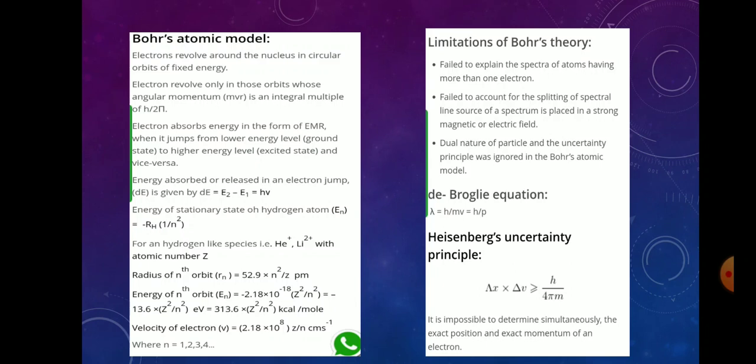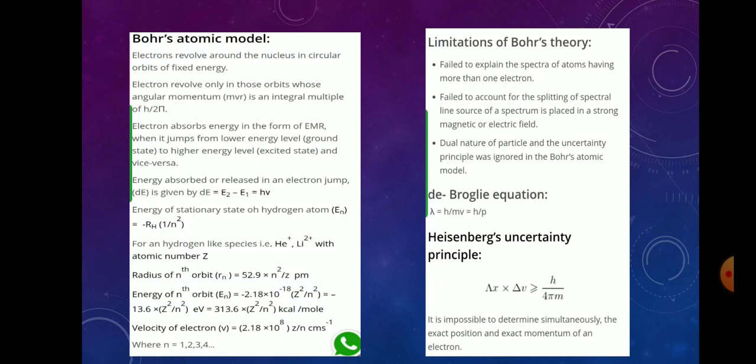Limitations of Bohr's theory. First, it failed to explain the spectra of atoms having more than one electron. Second, it failed to account for the splitting of spectral lines when the source of a spectrum is placed in a strong magnetic or electric field. Third, the dual nature of particles and the uncertainty principle were ignored in Bohr's atomic model.